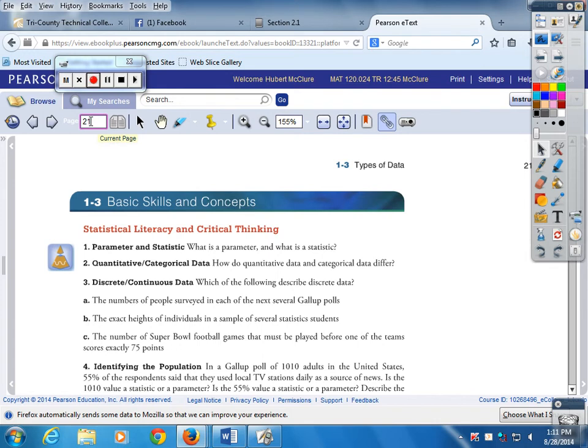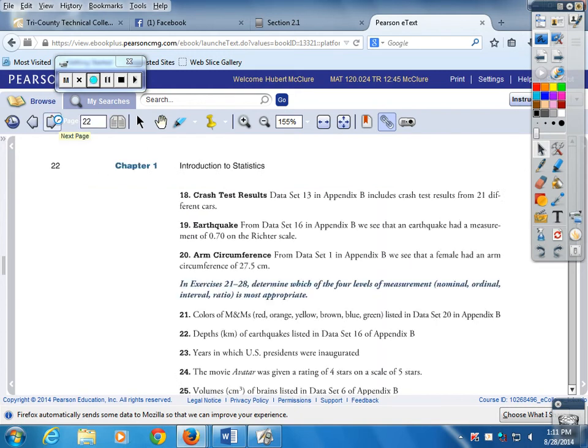What is it, page 45 that chapter 2 starts on? Oh, we haven't went through 1.4, have we? Let me see, what's 1.4?